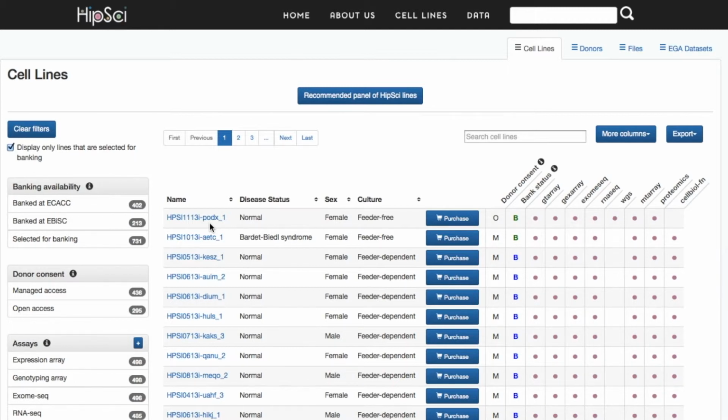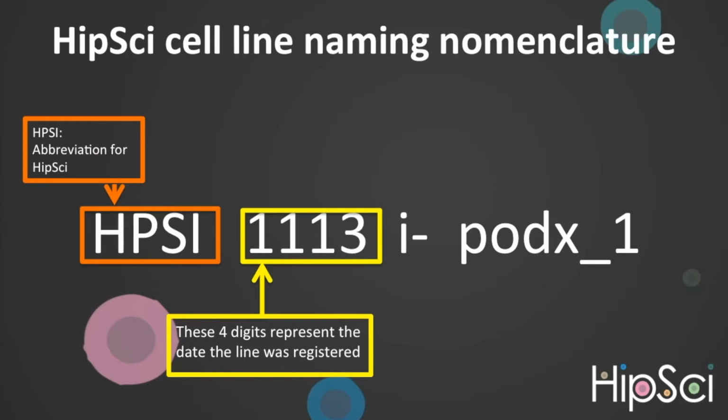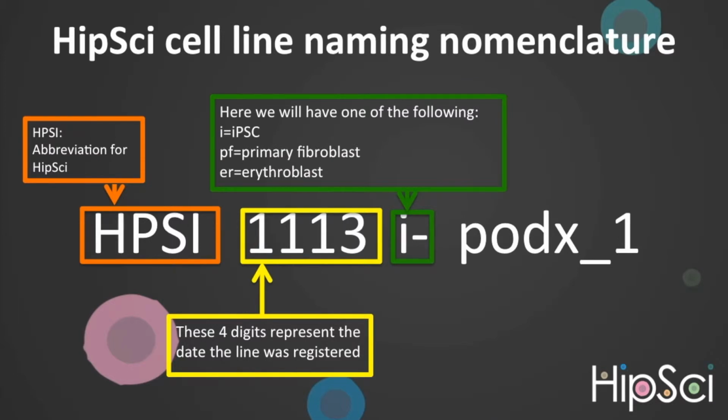So let's use PodX1 as an example cell line to see what information is contained in a cell line name. These four letters, HPSI, represent an abbreviation for HipSci, so will always be the same. The following four digits represent the date the line was registered. So for example, this line was registered in November 2013. The letters following this tell you the cell type. An I stands for induced pluripotent stem cell, PF stands for primary fibroblast, and ER stands for erythroblast.